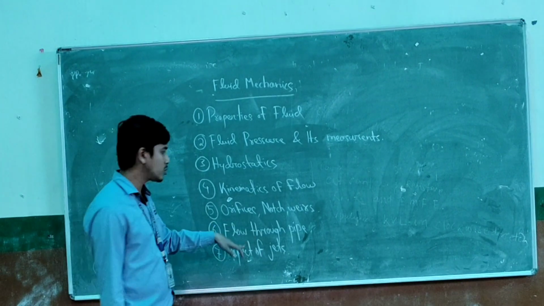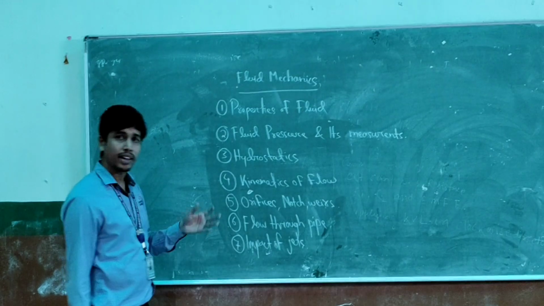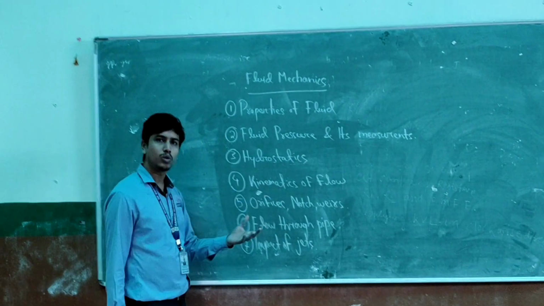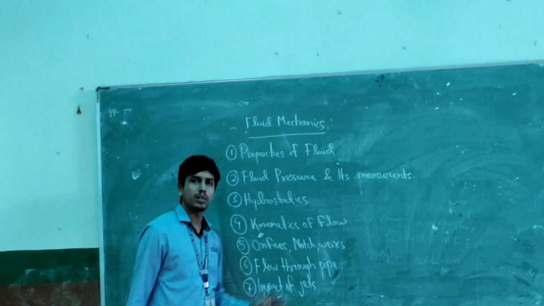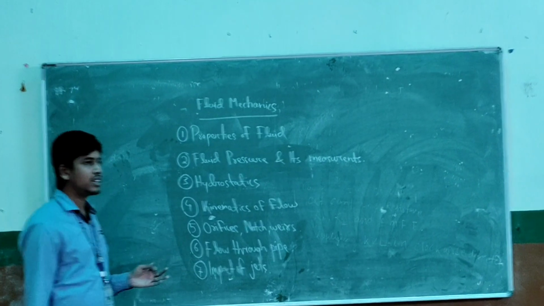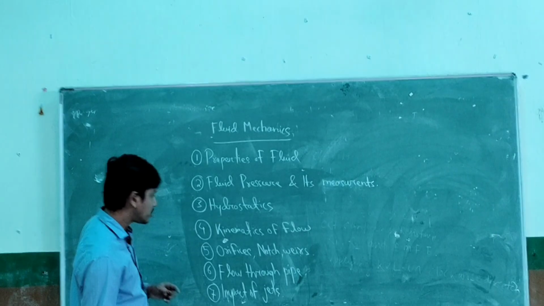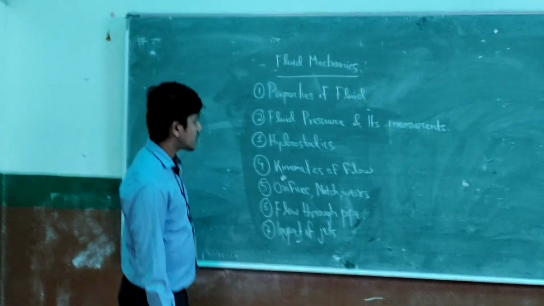Then flow through pipe. In flow through pipe we can study energy losses and the corresponding formulas to calculate the energy loss, etc., etc. Then impact of jets. In impact of jets we study when a jet of fluid is striking one point, then what is the force applied by that impact of the jet. So we will study that, and 6 derivations are available, and we will study about that.